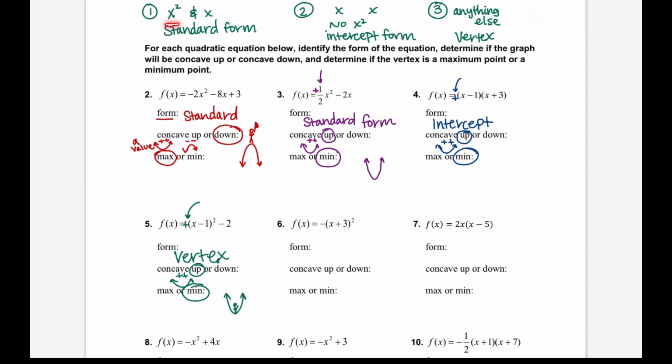Number 6, there's not an x squared and an x. There's not an x and an x. There's only one place that the x shows up. So this is anything else. This is in vertex form. There's a negative in the front. So negative makes a frowny face. So it's going to be opening down. And anytime you're opening down, it's like you're on top of a mountain. So this is going to be a maximum point.